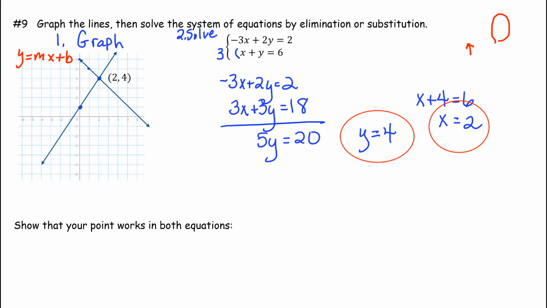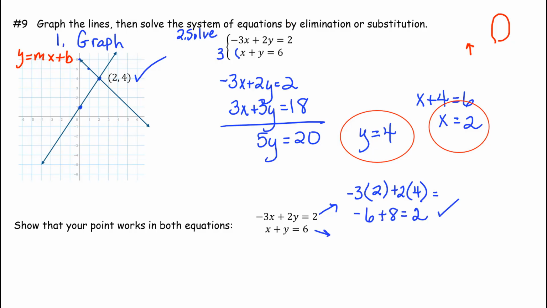If I want to show that this point works in both equations, I just need to look at both equations and see if it all works out. So if I put in the 2 for x and the 4 for y, I've got negative 3 times 2 plus 2 times 4, which is negative 6 plus 8, and that does equal 2. Now I'm going to plug the points into the second equation, x plus y equals 6. So 4 plus 2 equals 6. Yes, it does. So these do check out in both the graph and the equations, so I know for sure that these are really the coordinates of the point.